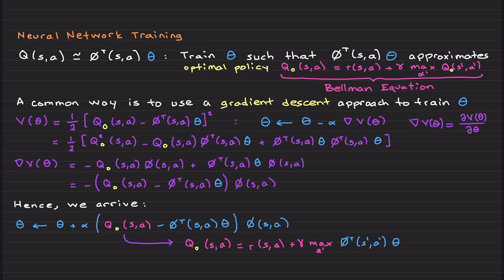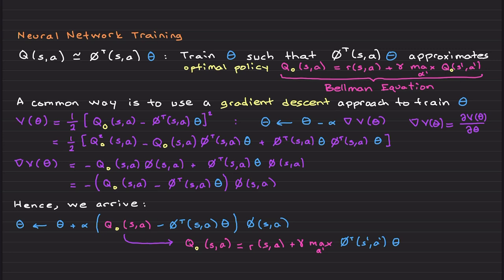A common way is to use a gradient descent approach to train theta. If you are not familiar with it, you can go to my YouTube channel. If you go to regression and control, there are a couple of videos about gradient descent, a very popular method. You can also use gradient descent with momentum and other approaches. I am going to stick with the most common way, gradient descent.